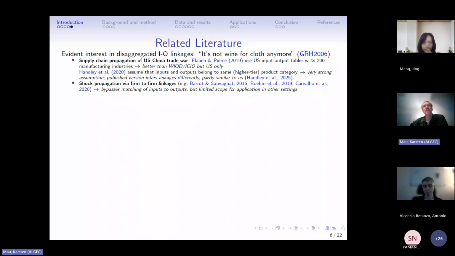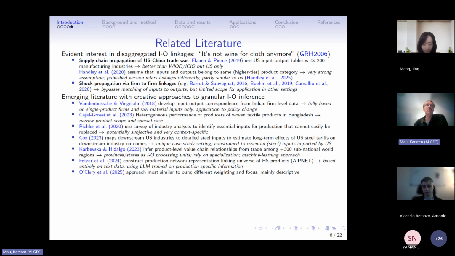But then there have also been some other approaches that try to work with firm-level or product-level data, but it's always very challenging to come up with a convincing strategy. And this is, I think, where we are trying to make a contribution here: to find a way to more reliably and systematically infer those linkages, so that we can allow for broader applications in the empirical analysis of policy shocks.